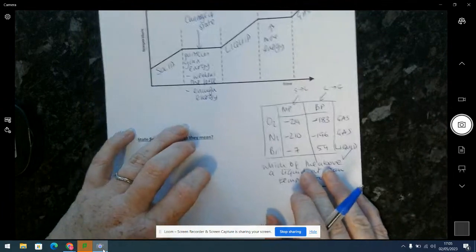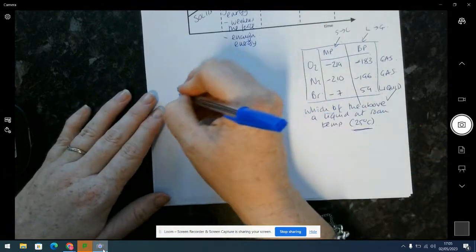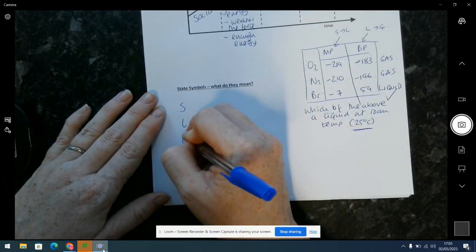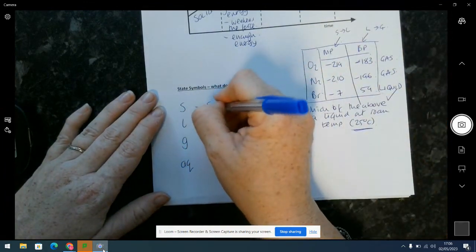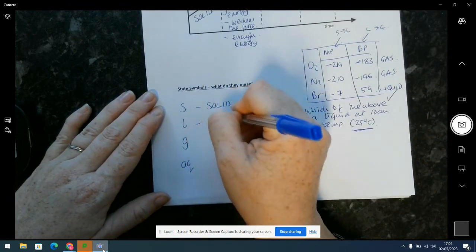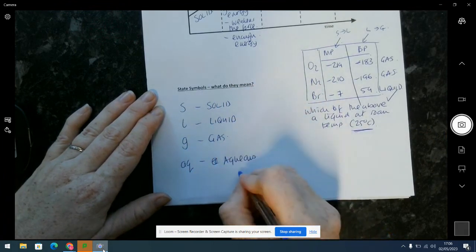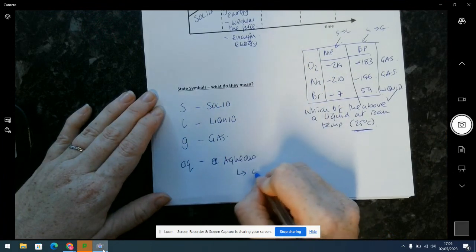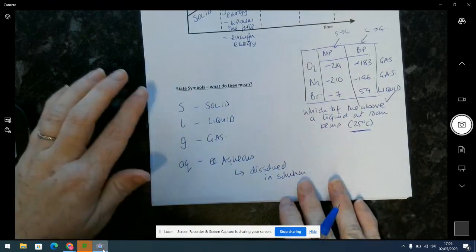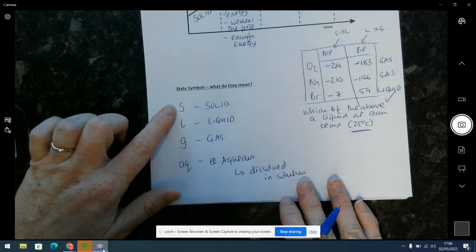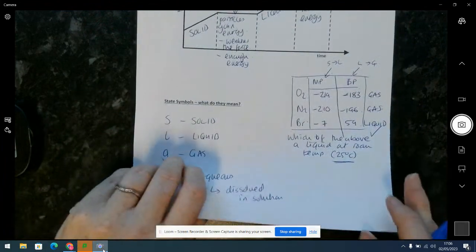You might get a graph question. I'm not seeing that very often, but it is important that you're aware of where change of states take place. State symbols, I mean, we've done these already. Solid, liquid, gas, and aq are your 4 state symbols you need to know. So solid, liquid, gas, and aqueous, which means it is dissolved in solution. Okay, and you need to spot these in equations, and you might be asked to tell you what it is. I've seen that in the foundation tier question. Key is reading the question. Okay, so that's the changes of state.